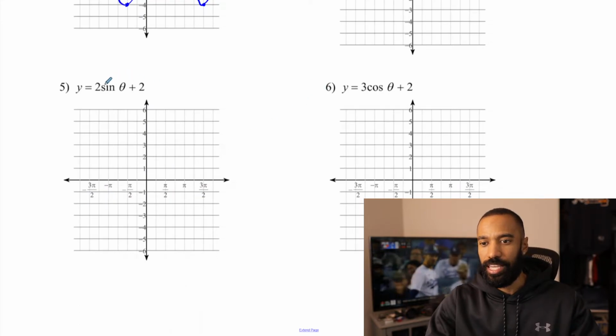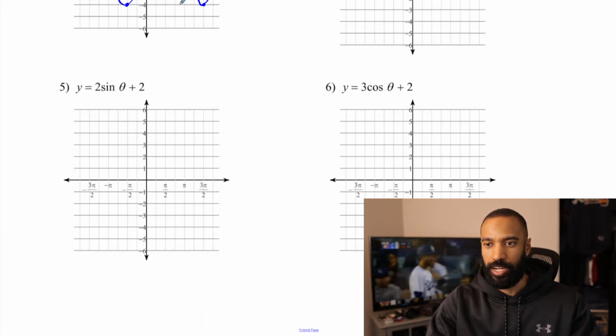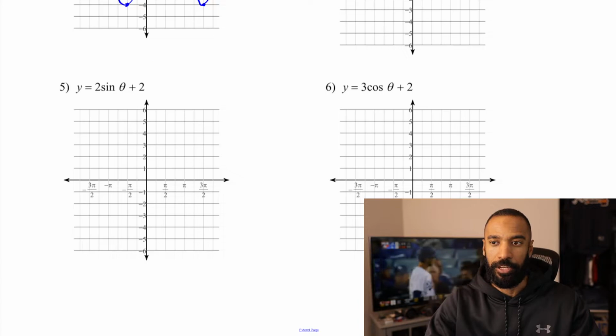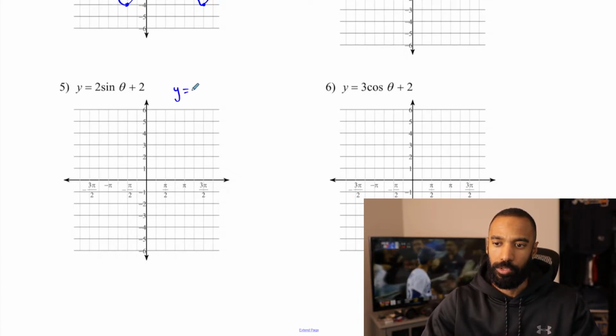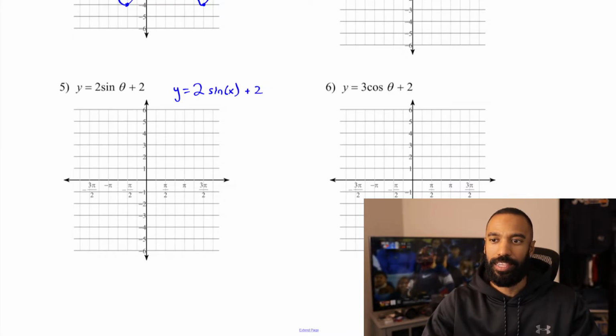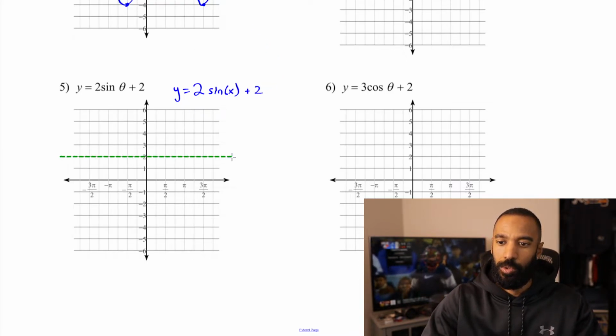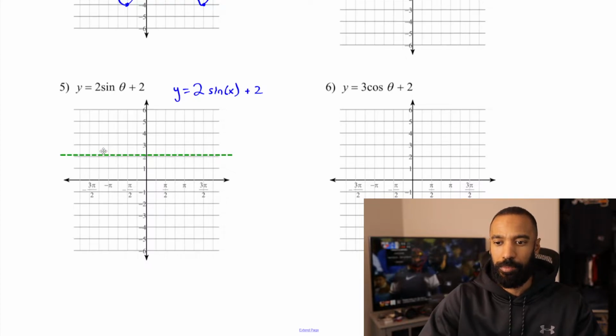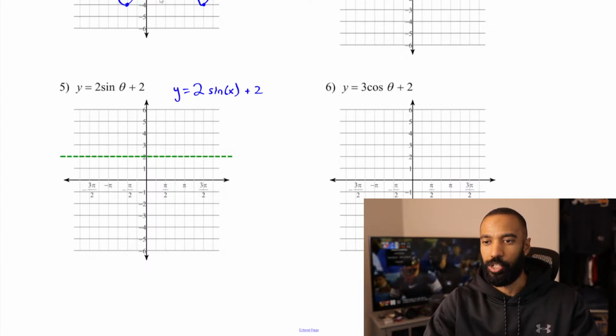All right, numbers 5 and 6. These are pretty similar-esque. What's going to happen here? This time we're going to start at a different midline, though. This midline is going to be at y equals 2. So here's my version of what I want to write there. y equals 2 times sine of x plus 2. We draw a midline at y equals 2, and everything will be in relation to this because it's vertically translated.